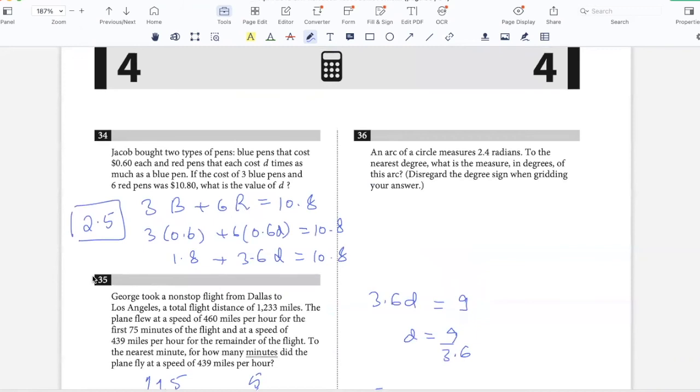An arc of a circle measures 2.4 radians. To the nearest degree, what is the degree measure of this arc? So pi radians is 180 degrees. So 1 radian is 180 over pi degrees. So 2.4 radians would be 180 times 2.4 divided by 3.14. So that's 138. Nearest degree, 138.